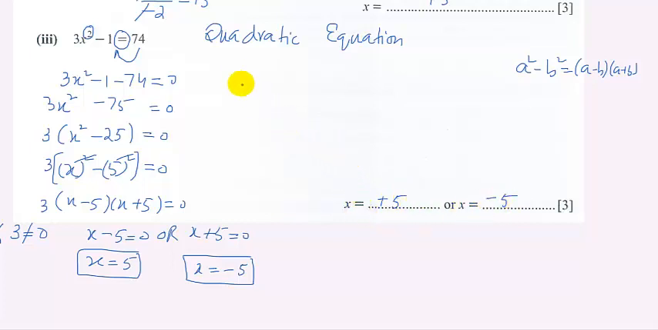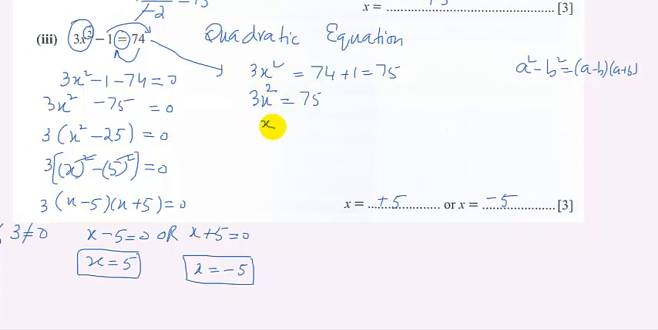The second method is that because we have x square but there is no x term here, so 3x square, I will bring this minus 1. It will become 74 plus 1, which is 75. So 3x square is equal to 75. So I will divide with this 3, 75 over 3. Yes, so now x square is 25.